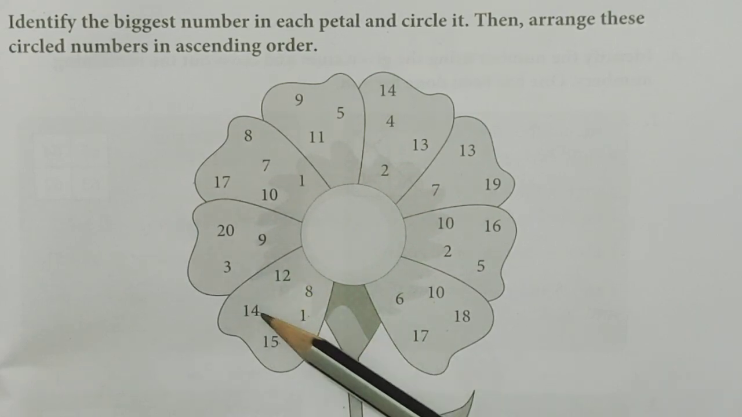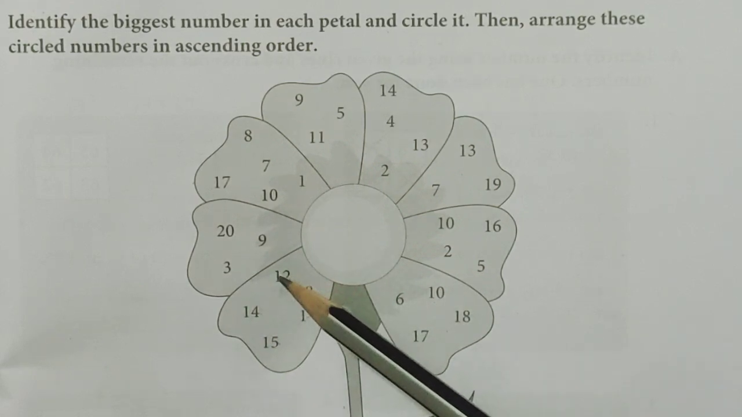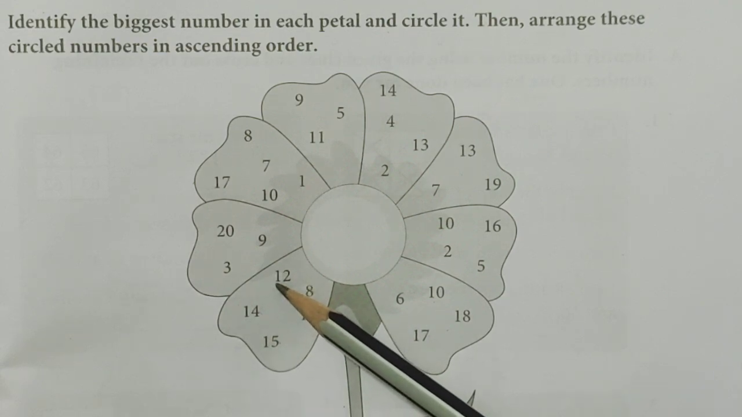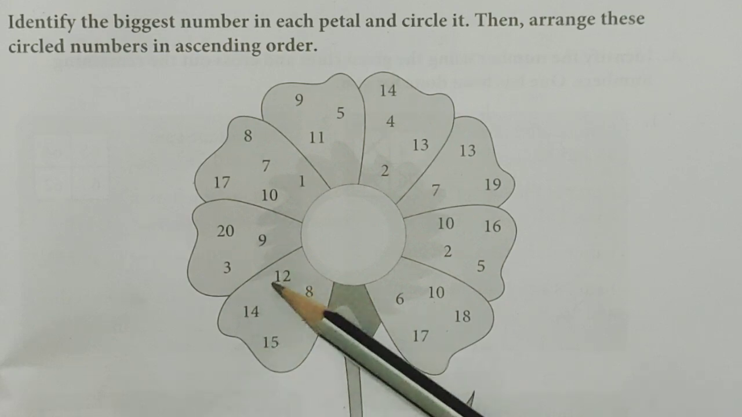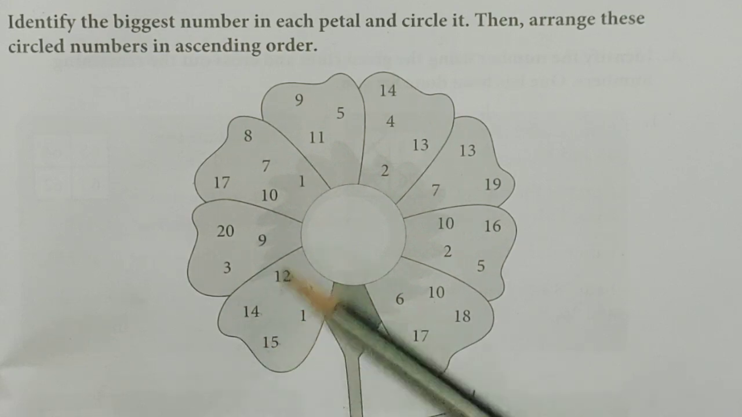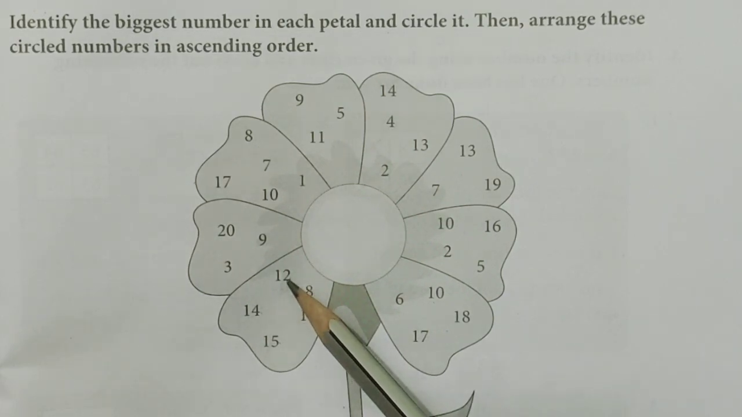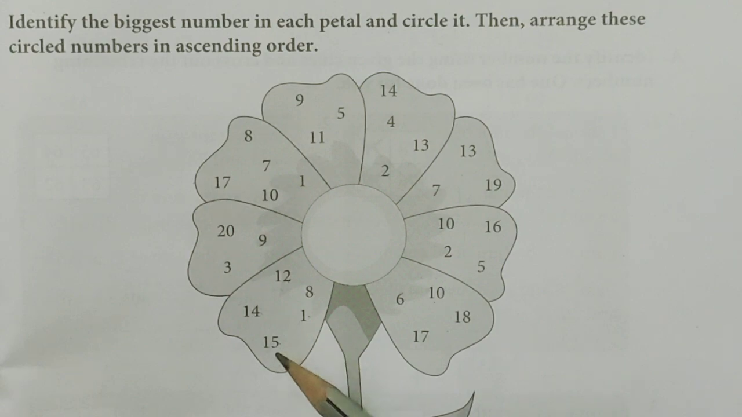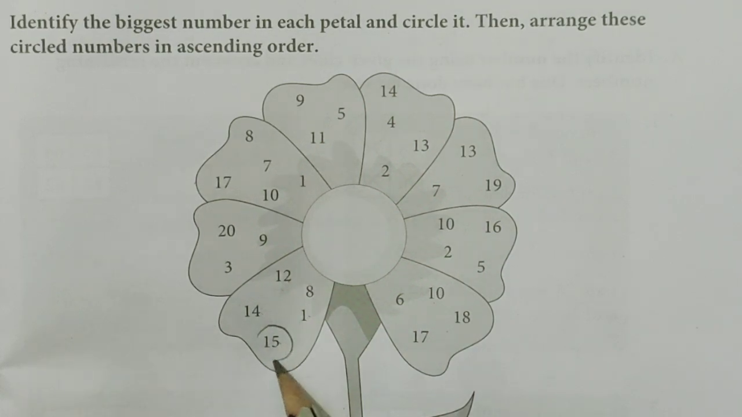Now, these 3 numbers are greater than 8 and 1, that is confirmed. Then see here, 12, 14, 15. At the tens place, here is 1, here is also 1 and here is also 1. All 3 numbers have 1 at the tens place. Now we will compare the digits at the ones place. Now see here 2, 4, 5. In 2, 4 and 5, which number is greater? 5. Therefore the biggest number in this petal will be 15.